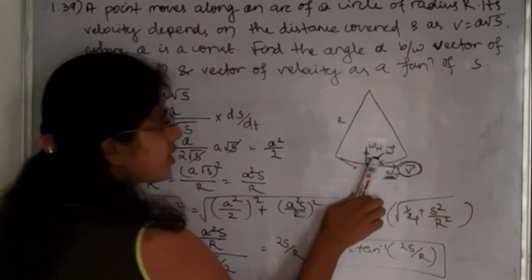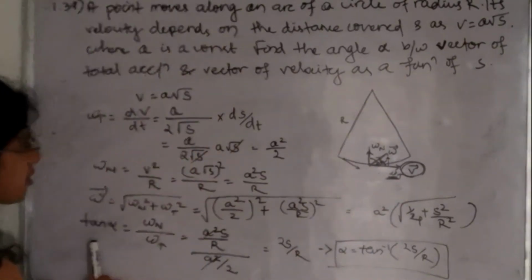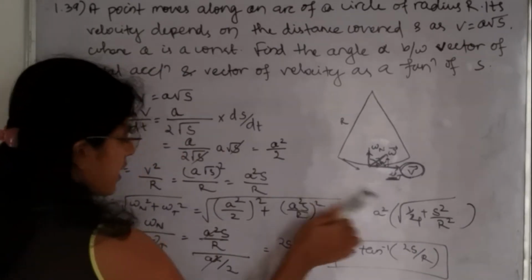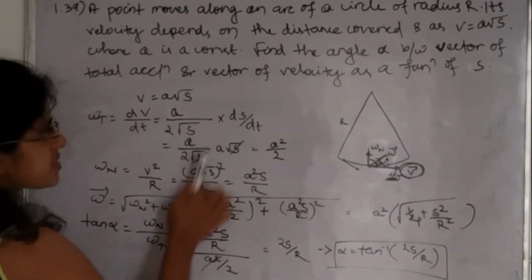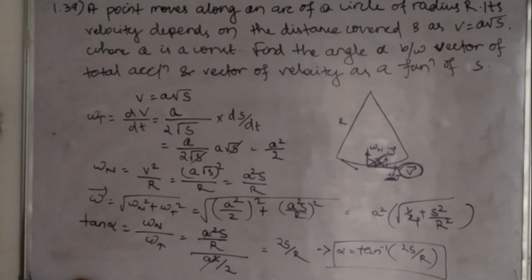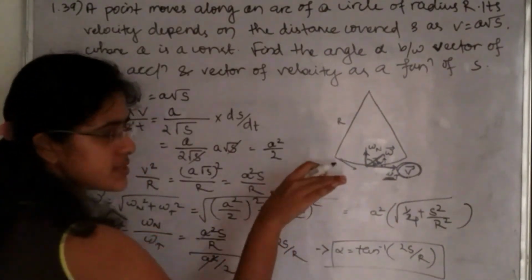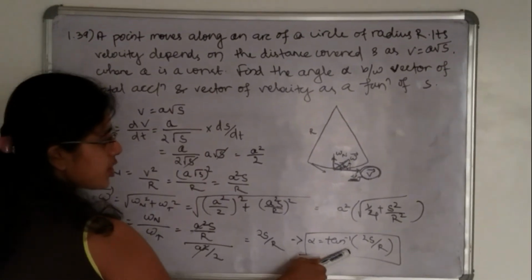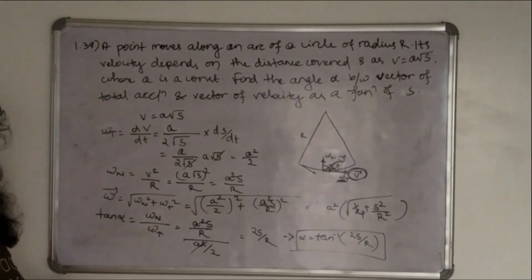So how can we calculate this angle? Tan alpha is equal to omega n divided by omega t. Why have I considered omega t in place of velocity? You can understand now, because omega t is in the direction of velocity. So alpha is equal to tan inverse of 2s divided by r.